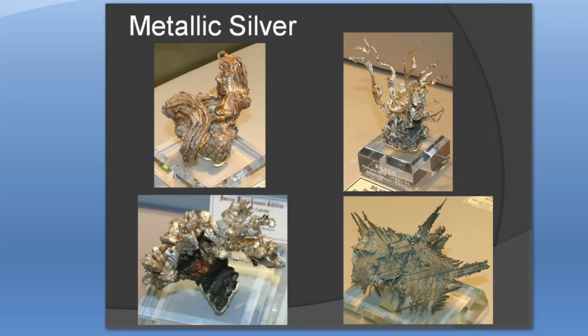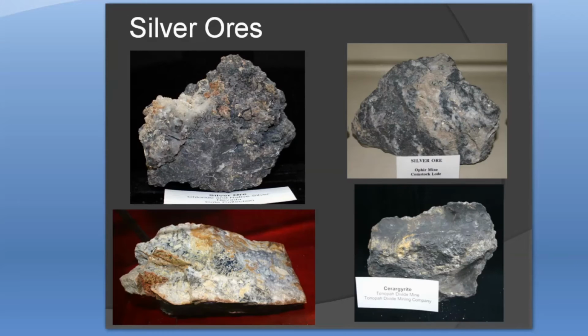I mentioned metallic silver, and of course silver by itself sometimes occurs as a mineral, and you can see these strange and weird shapes. I've done a video on silver and silver ores, but this is just a quick look at some examples of metallic silver.